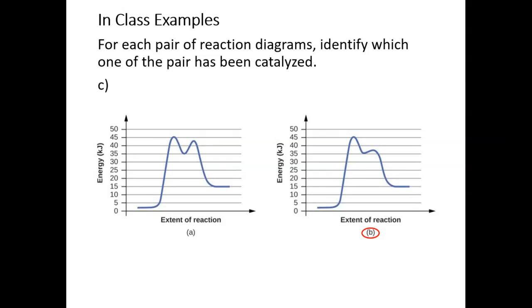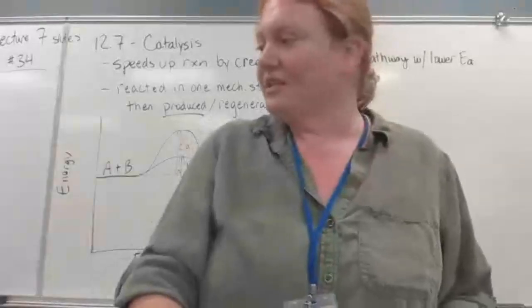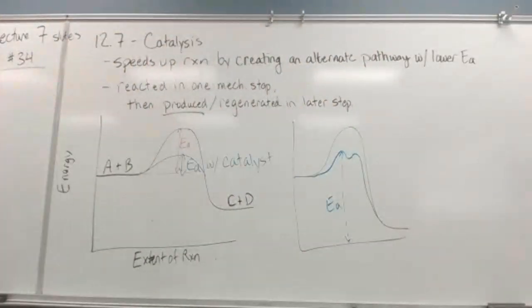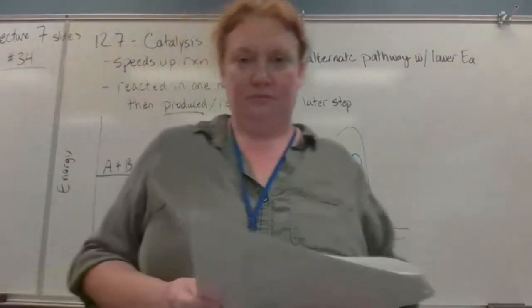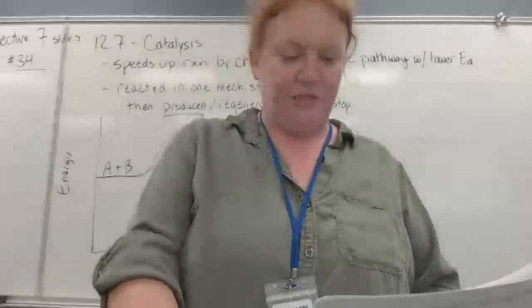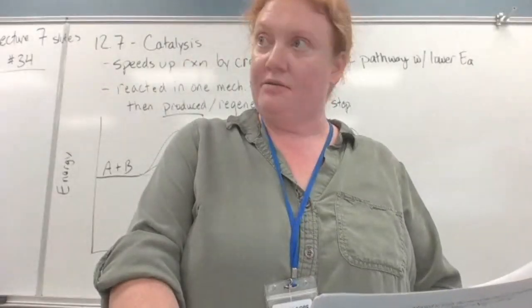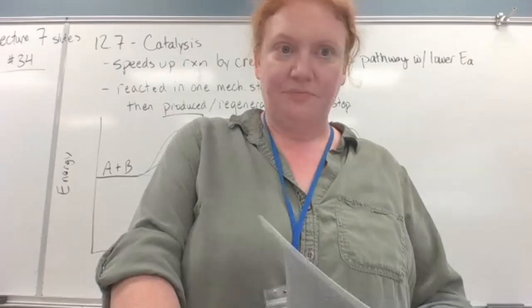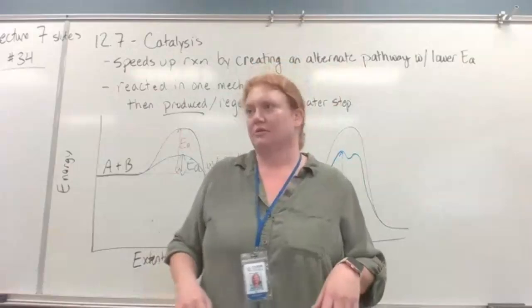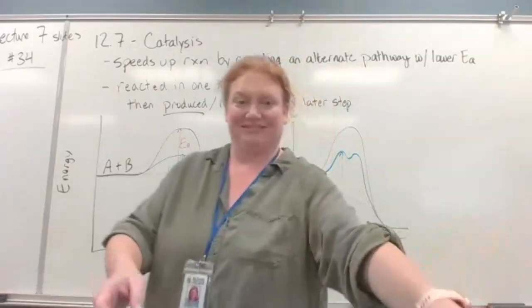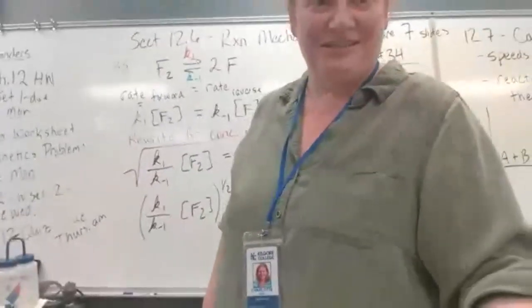It's the what? Strangely shaped camel. Oh, it is kind of a strangely shaped camel. Very last one. I think B is also the catalyzed one. Smaller first hill. Right? Smaller first hill. Okay, that's the end of Chapter 12. Just learn it all before Thursday. No problem, guys.